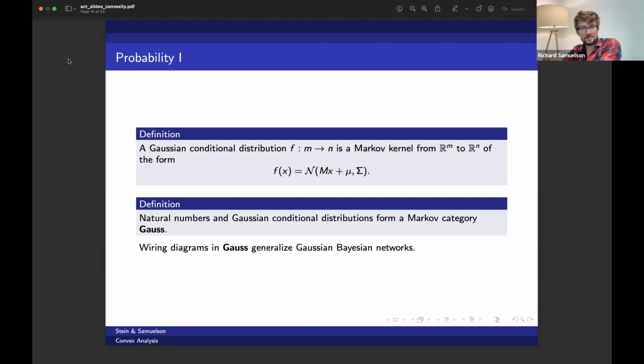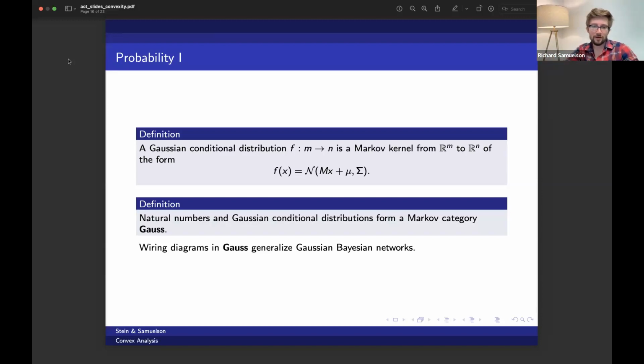Nevertheless, there is this kind of magical correspondence between Gaussian probability and convex bifunctions. So here's an example. A Gaussian conditional distribution from n to n is a Markov kernel of this form. And these form a Markov category called Gauss.